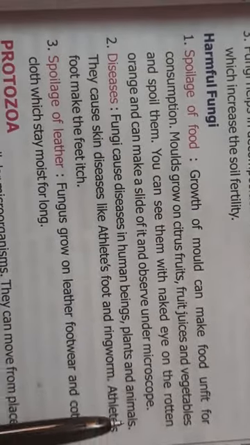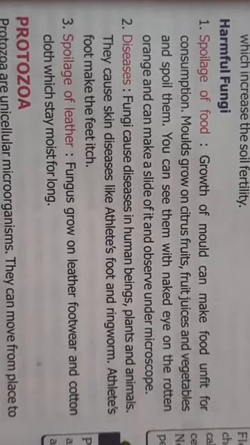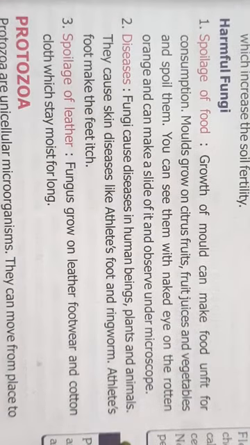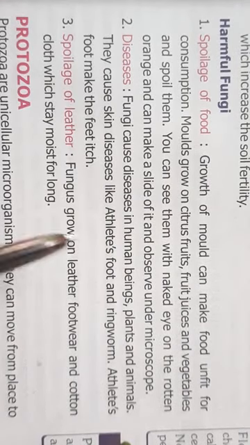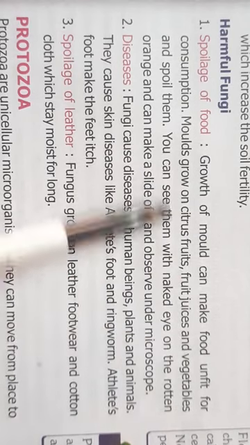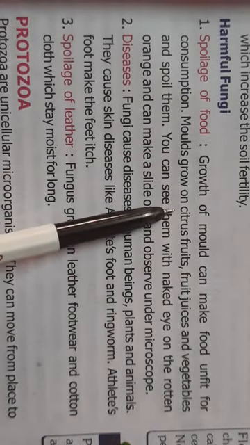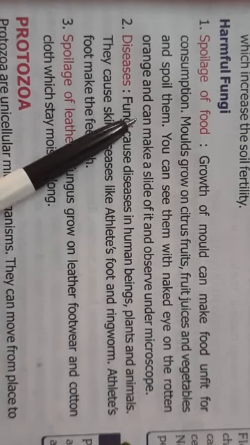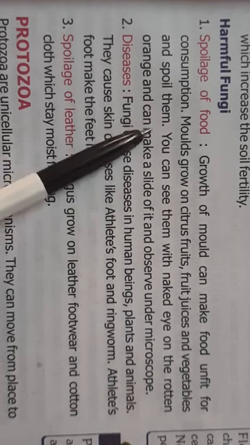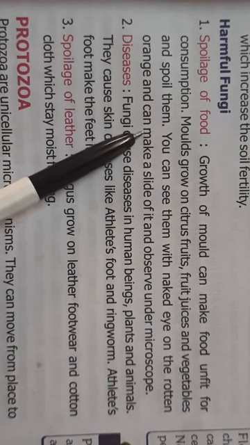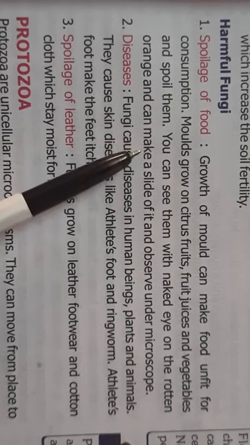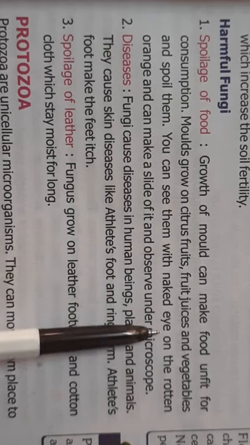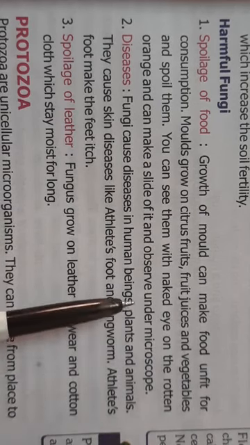Now we will see what the harmful fungi are. Fungi are responsible for the spoilage of food. The growth of mold can make the food unfit. Molds will grow on citrus fruits, fruit juices, vegetables and spoil them. If you leave them for a long period of time, you will see white colored or black colored molds form on the food, and you can see them with the naked eye on any spoiled food item.